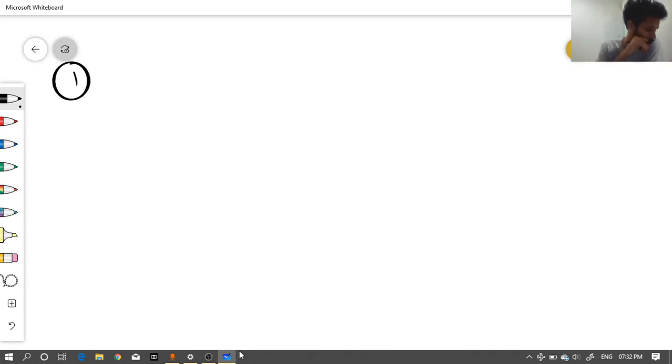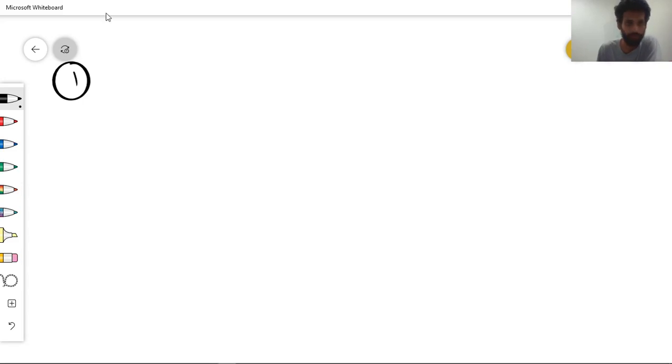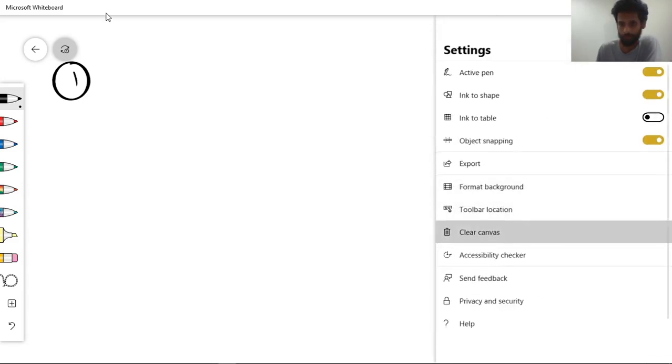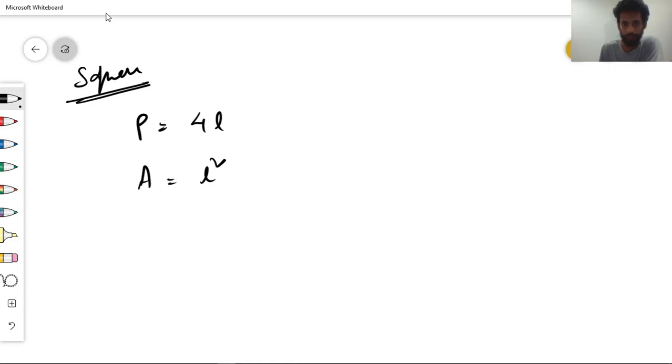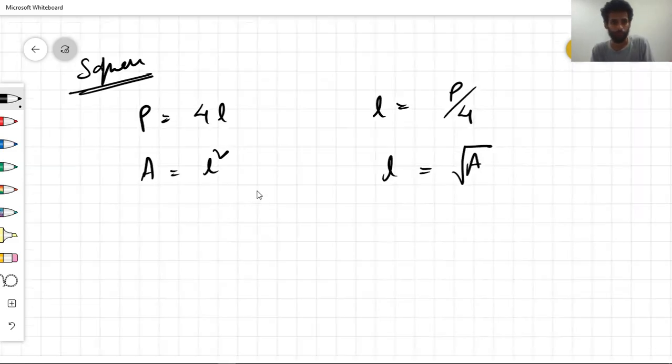Before doing it, let me again give you the formulas just in one page. Okay, first of all, for square, perimeter was 4L and area was L square, and the reverse will be for L we have to do this, and for length again we have to find the root of area. Okay, this was for square.